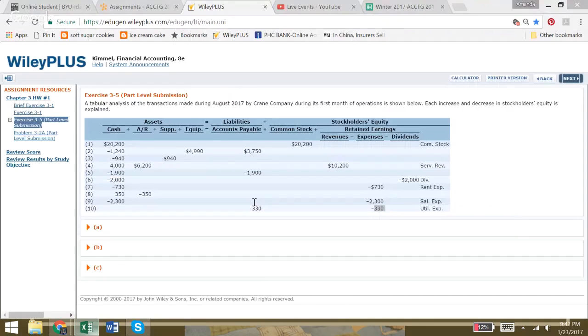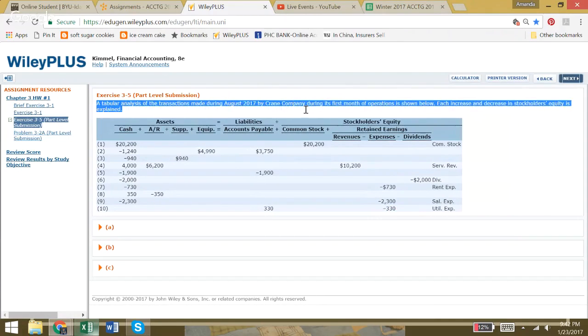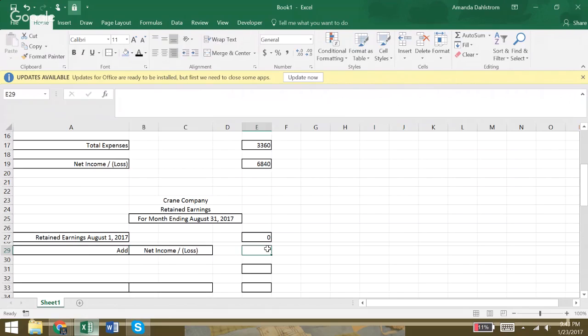And if we look back here at the exercise, right up here in the description, it says 2017 Crane Company during its first month of operations. So that tells us that it's just starting, which means retained earnings will be 0. We're going to go ahead and add in our net income or loss, which we find from our income statement up here. And it's going to be equal to the net income right there, 6840.